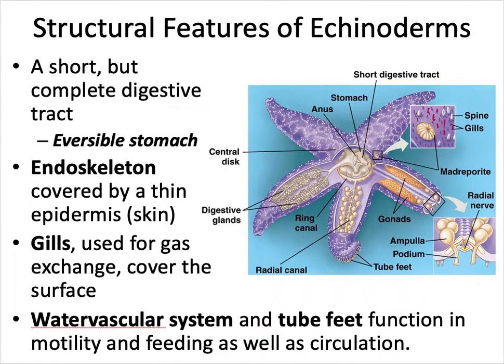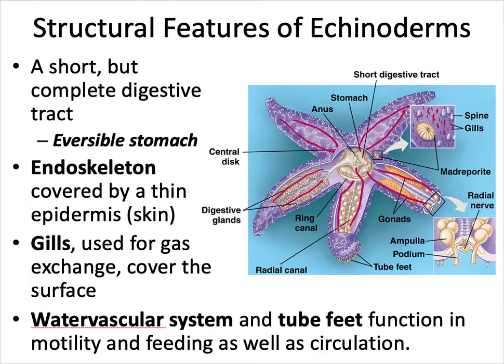Okay, so structural features of echinoderms. Starting with the digestive system, the echinoderms do have a complete digestive tract from mouth to anus. But what's really interesting is that even though it's a short digestive system, each arm, every single arm, is packed with digestive glands, secreting digestive enzymes into the stomach. So lots of digestive glands. It doesn't show it in this one, that shows the gonads. We've got digestive glands going into the stomach right here.